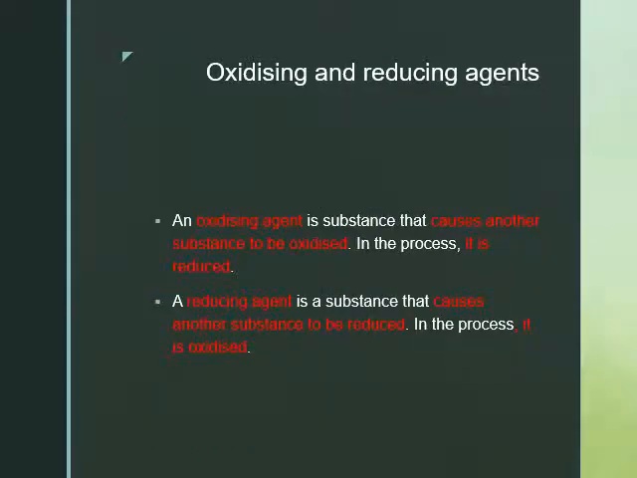Now let's look at this thing called oxidizing and reducing agent. So an oxidizing agent causes something else to be oxidized. So now remember we said if something is oxidized, the other thing must be reduced. So if an oxidizing agent causes something to oxidize, it itself must be reduced. Similarly, a reducing agent is a substance that causes another substance to be reduced. So in the process of causing something to be reduced, it should be oxidized.